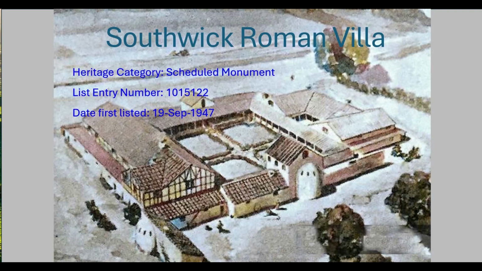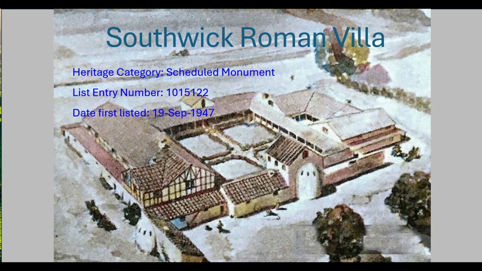This image is a recreation drawing of Southwick Roman Villa based upon the foundations excavated in the 1930s. The ground plan and scale are correct, and anything above ground is based on other Roman building examples. The villa was listed as a scheduled monument in 1947.